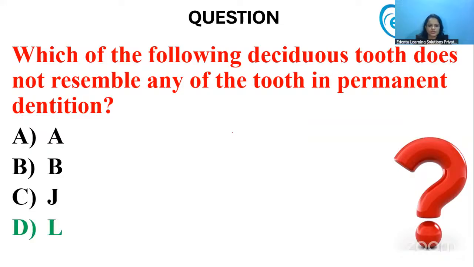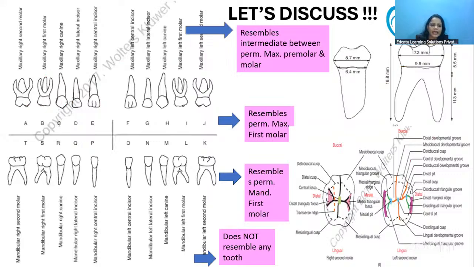Yes, it is option D, L. Okay, so let's see what they are referring to. When they denoted, it means the maxillary right second molar. Okay, deciduous maxillary right second molar. And B also is the deciduous maxillary right first molar.